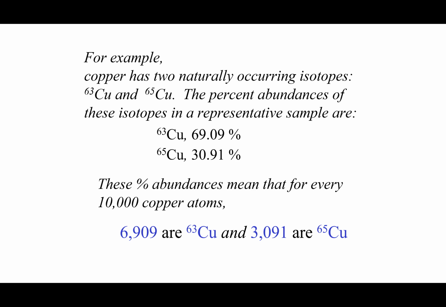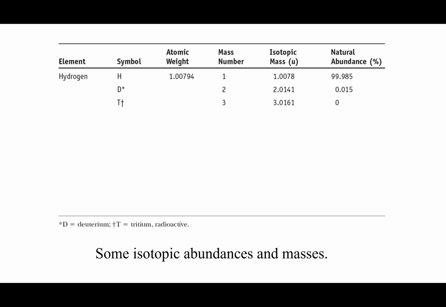If you have 100 atoms of copper, 69 would be the light, 31 would be the heavy. If we move the decimal place over, let's see, instead of 100, if we have 10,000, that means that you would have 6,909 of them would be the lighter one, 3,091 would be the heavier one, just another way of looking at it. So that's what that means.